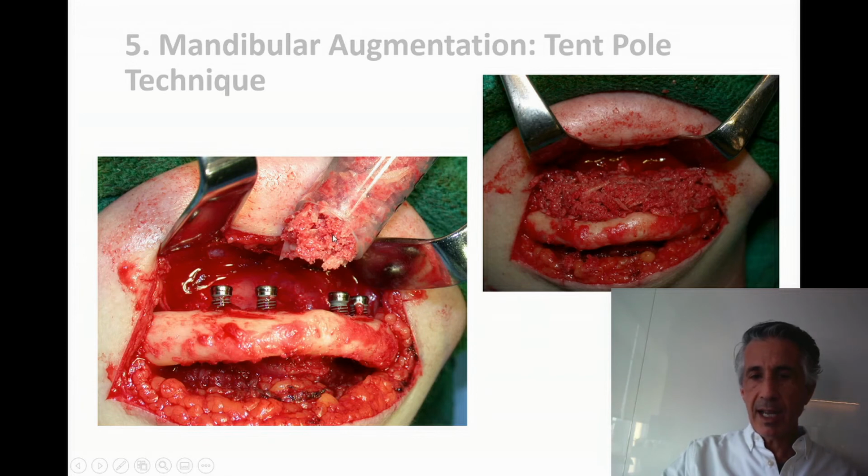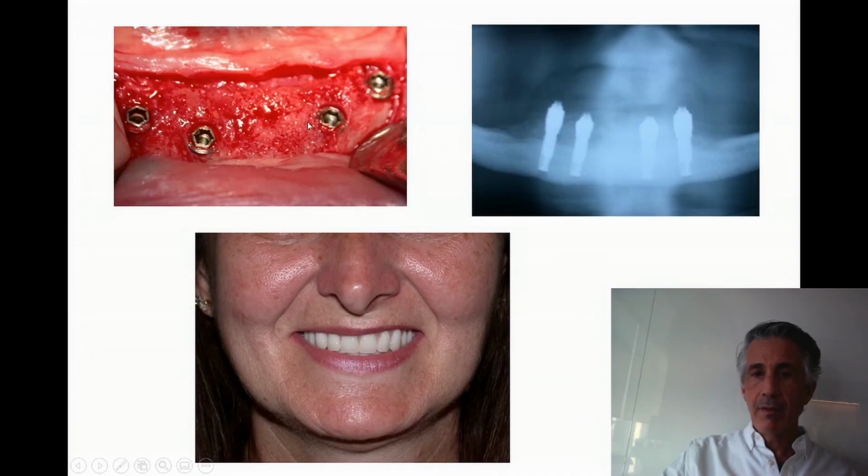And then we take iliac crest bone and we pack the entire area. We rebuild this. As I said, we don't need to put membranes because we haven't poked through the mouth. So the periosteum is our membrane. We put this over top. 5 months later, we uncover the implants, because remember, the implants are already there. We uncover the implants, and then abutments are placed and a denture is made, and this really restores patients.